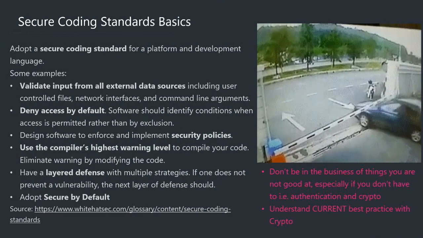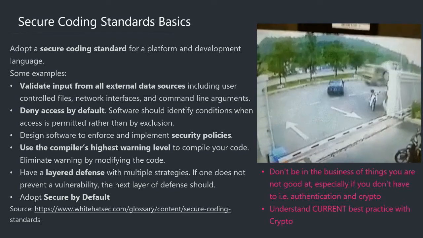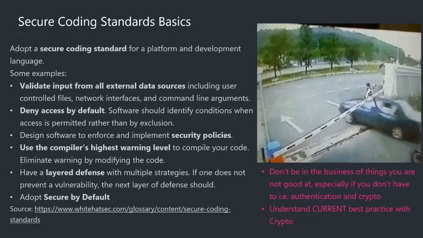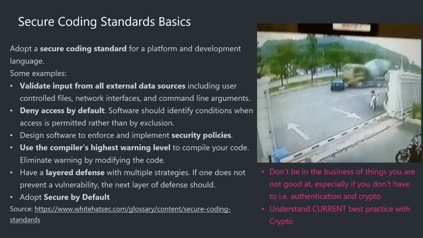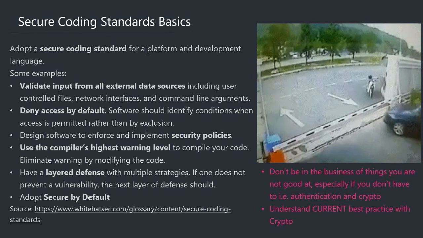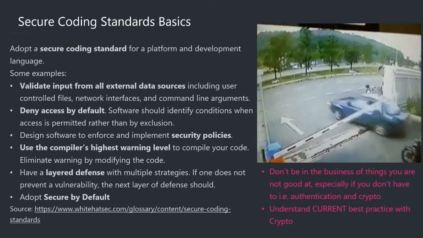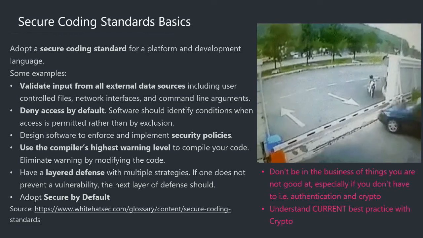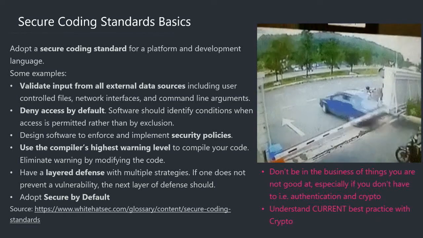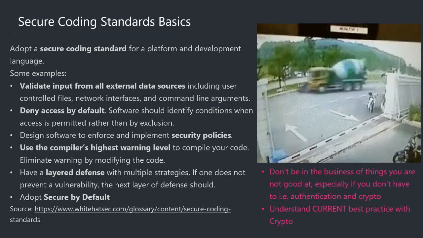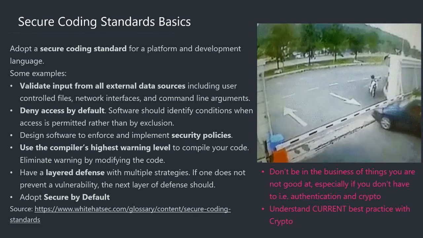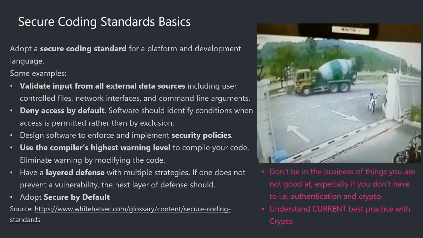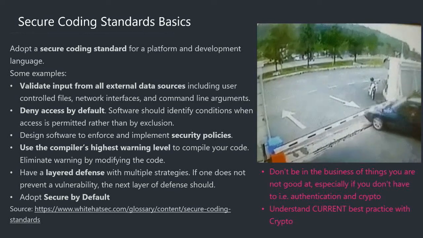And some basics. Can't get into all the details here, and these of course vary from platform to platform. At a high level, we really want to look at input and output, particularly input from external data sources. How are we validating all of these? Are we properly documenting these ins and outs? We want to do least privilege access by default, of course. We want to actually use our compiler and not ignore the warnings it spits out.